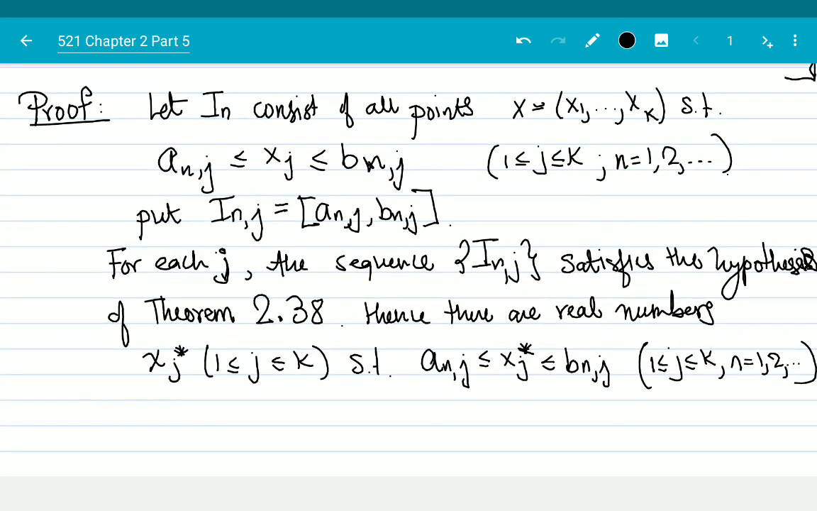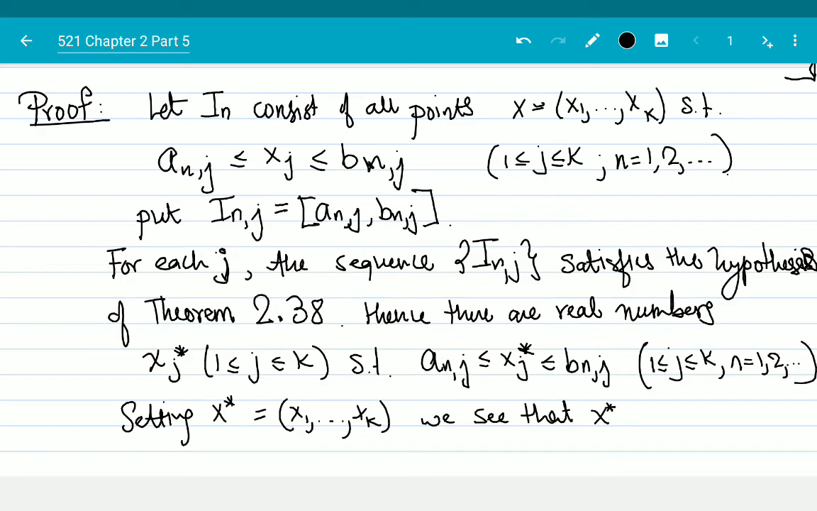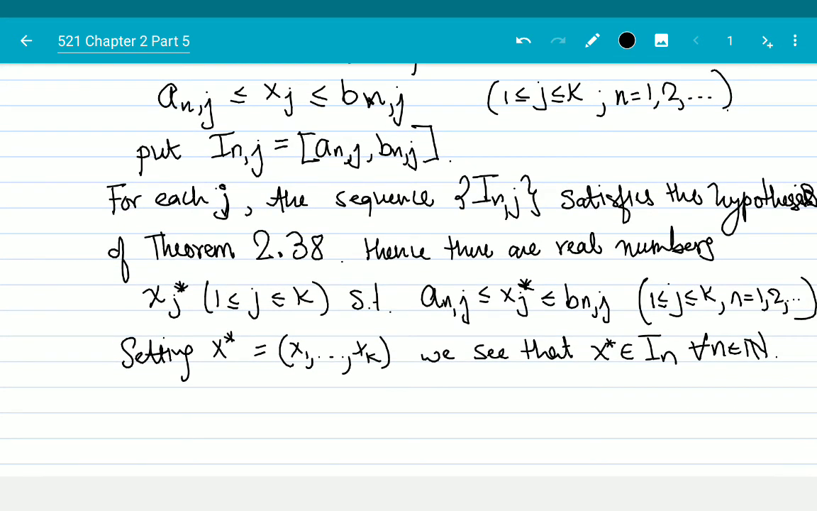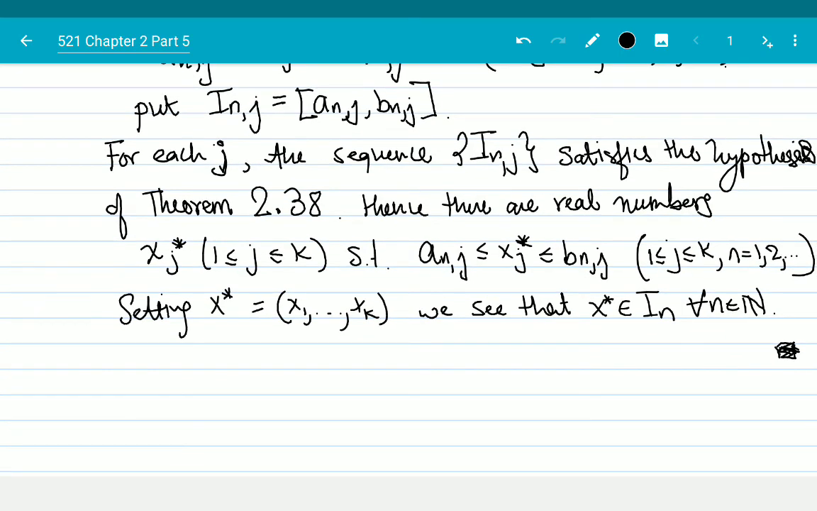That means that, setting x star equal to (x1 star, ..., xk star), we see that x star belongs to I_n for every n, and hence it belongs to the intersection, and the intersection is non-empty. Okay, there's at least one element, and both of these allow us to prove that every k-cell is compact.